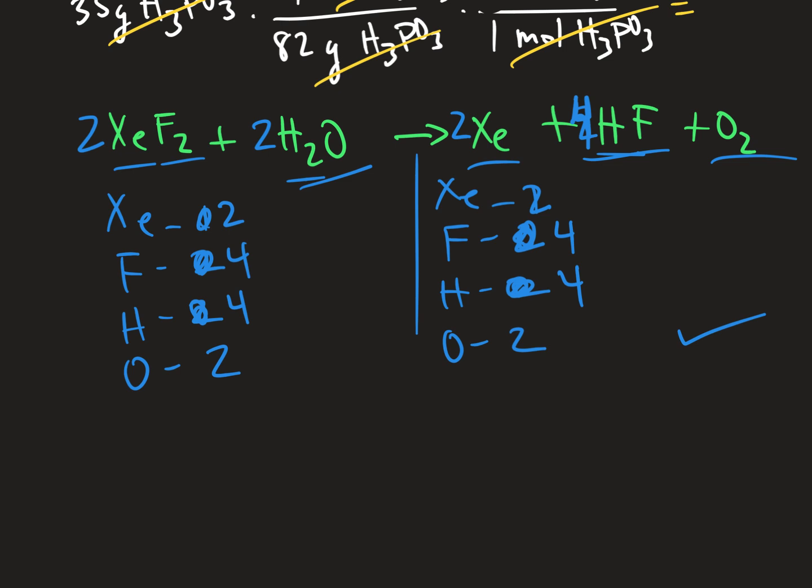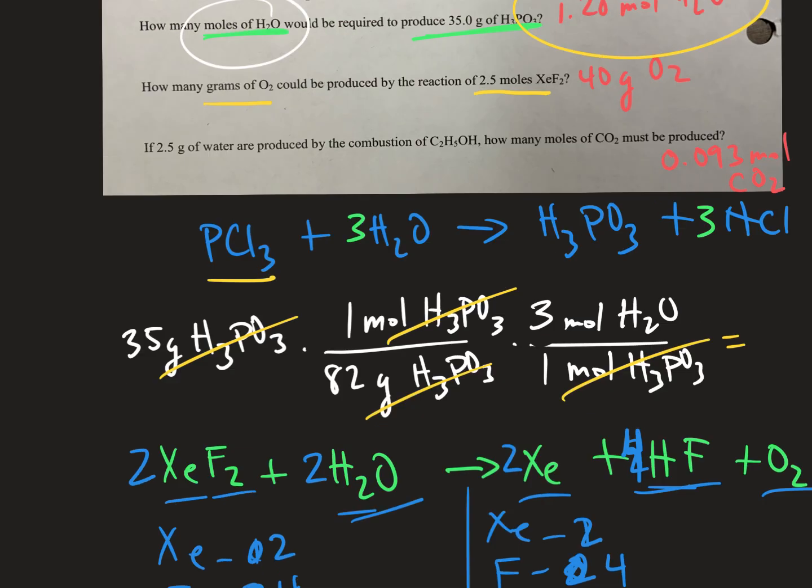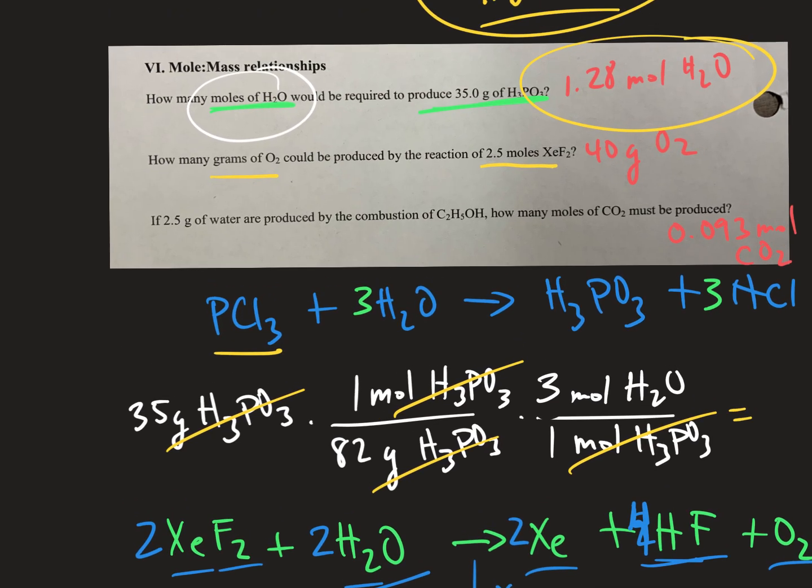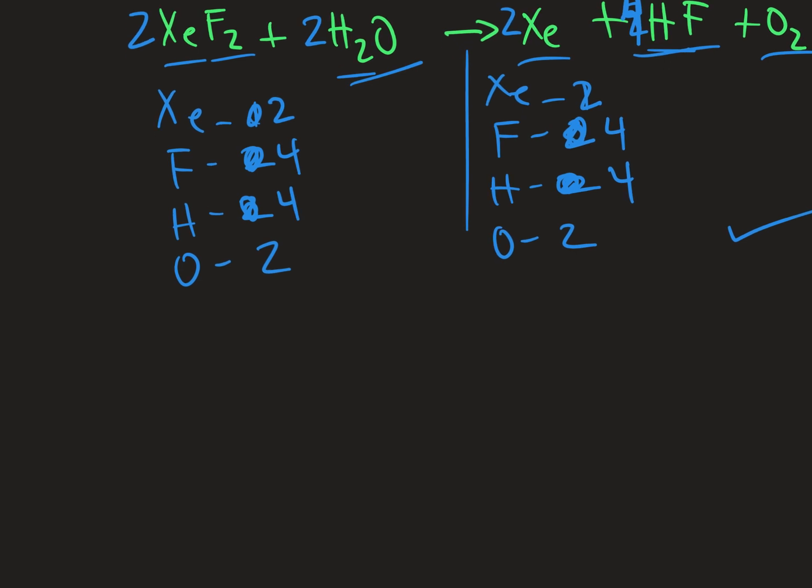A little sloppier, but okay, we got it. And if you use a pencil, easy to erase. Just get a big eraser and you'll be good, right? Okay, so let's go ahead and do the problem now. We start with what we know, 2.5 moles of xenon difluoride.